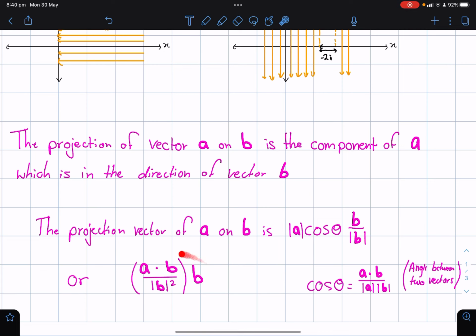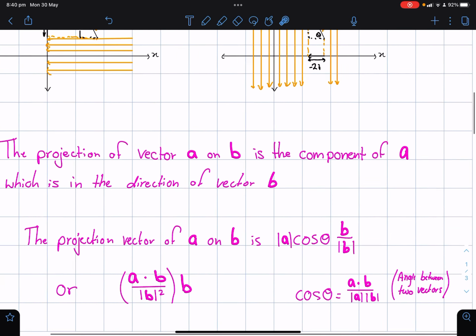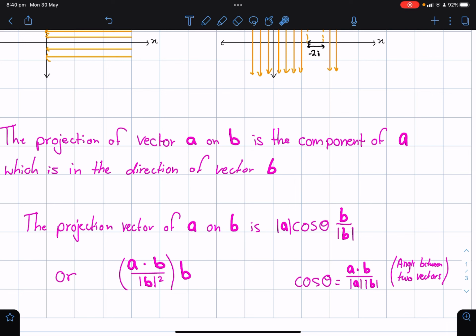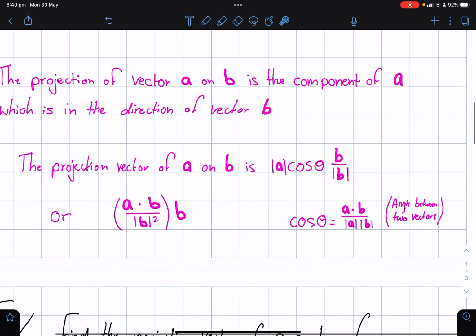This one is a whole lot easier to use than this one, especially because we're often not given the angle theta inside of the vector triangle we've created. So this one here is super useful because we don't need that angle.